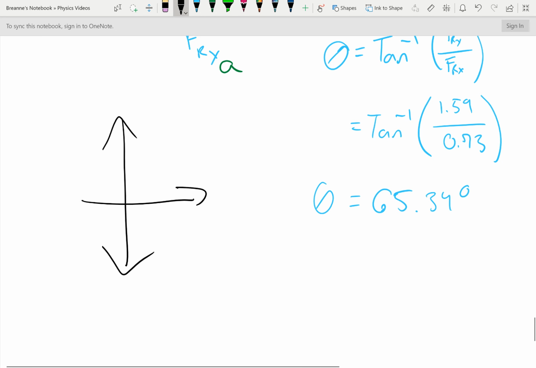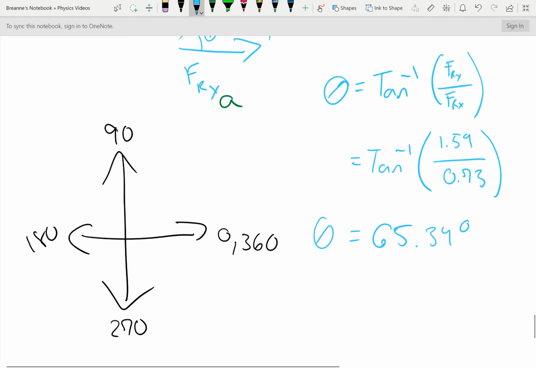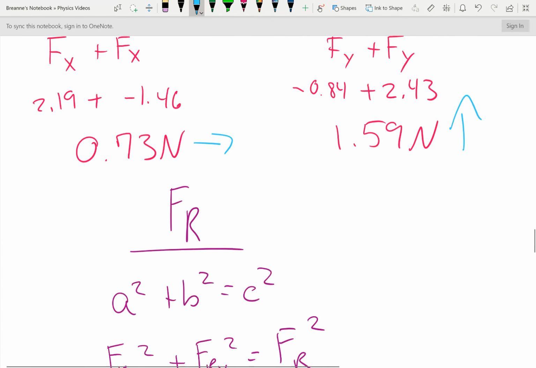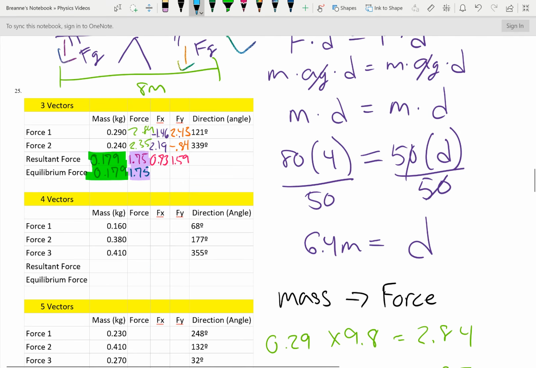You always want to double check and make sure that you don't need to do anything fancy in your quadrants. So this is 0, 90, 180, 270, 360. So you drew this was your angle. So you are set because that 65 degree makes sense. So that is your answer. So 65 degrees is your angle.